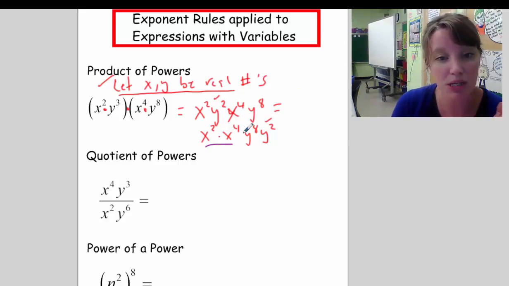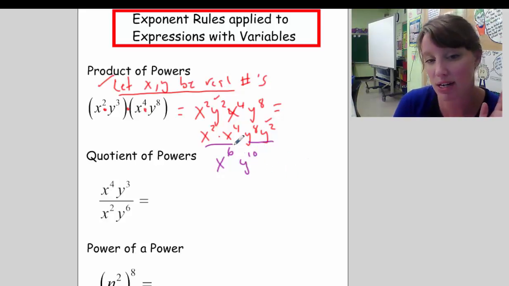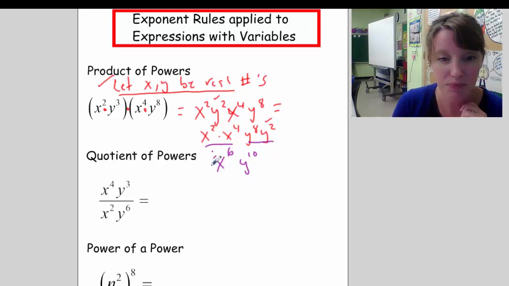Now, x squared times x to the fourth, we were told to keep the base and add the exponents, okay? Y to the eighth times y squared would be, keep the base and add the exponents. And that's as simplified as you can get it. You cannot combine x and y together, okay?